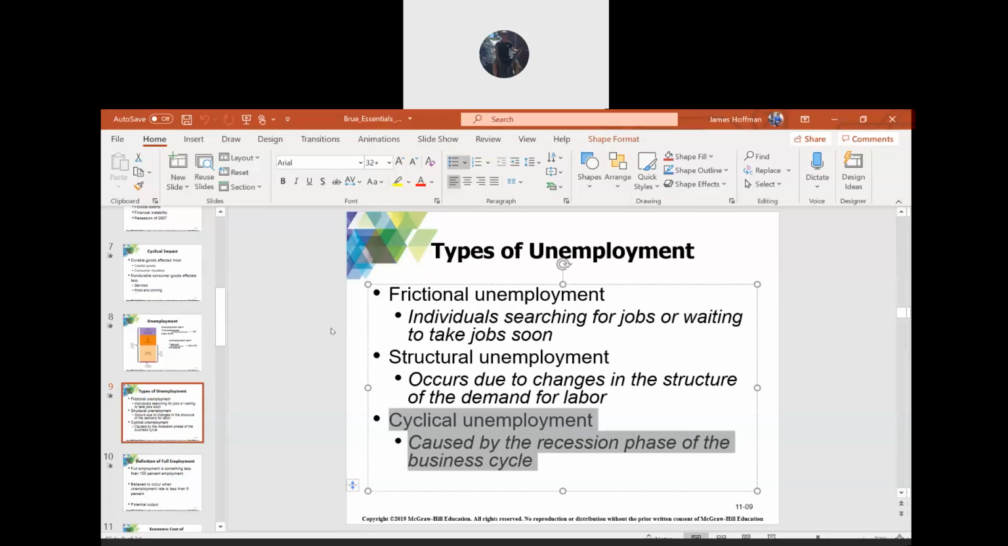Cyclical unemployment is just when the economy is in a recession. So if there are just not enough jobs to go around, then we account for those as cyclical unemployment, right? Meaning that we're in the downturn of a cycle.